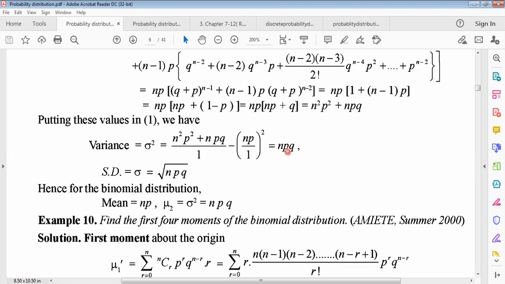Variance equals npq, and the standard deviation will be the square root of npq, because standard deviation equals the square root of variance. Hence for the binomial distribution, we proved that mean equals np, sigma square, or the second central moment or variance, equals npq, and standard deviation equals the square root of npq.